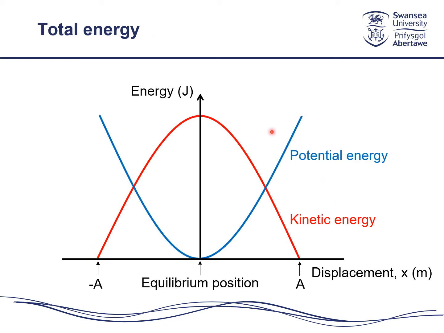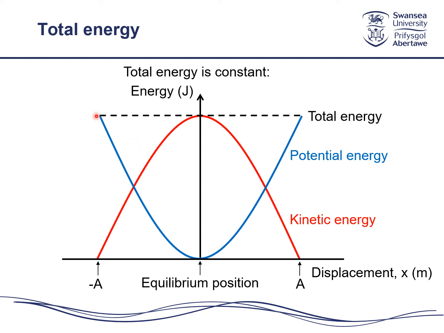We can then look at the total energy by combining potential and kinetic, where you can see the shapes of these graphs are both opposite to each other. And this allows us to show that the total energy of the system is constant. It's always cycling between potential and kinetic energy. At the equilibrium position, all of this energy is kinetic. At the limit of displacement, all of this energy is then potential, i.e. elastic energy.